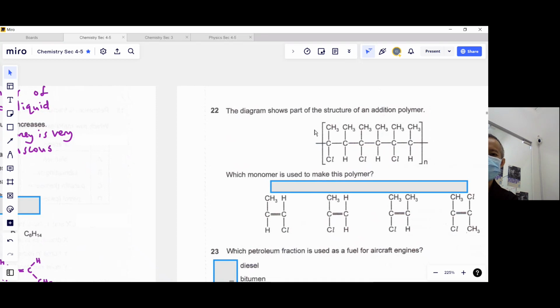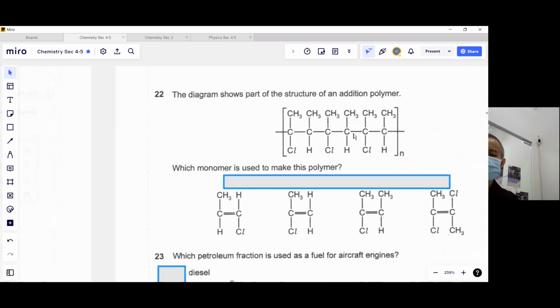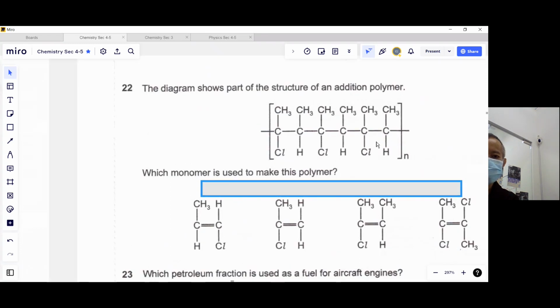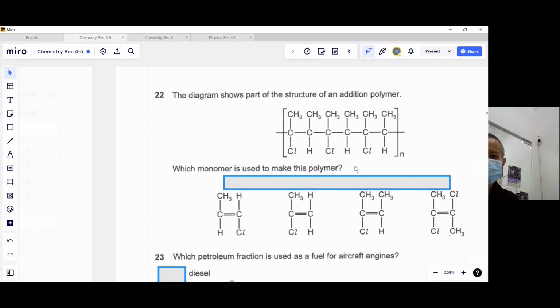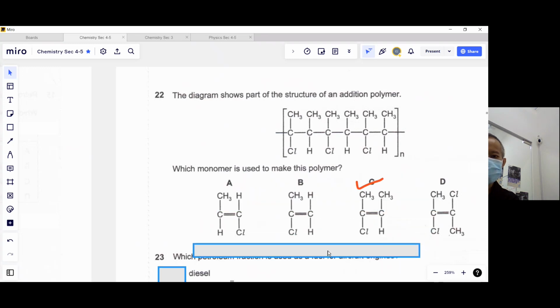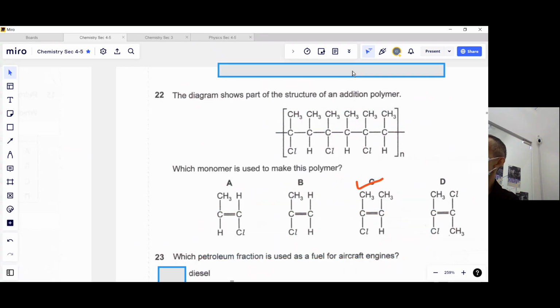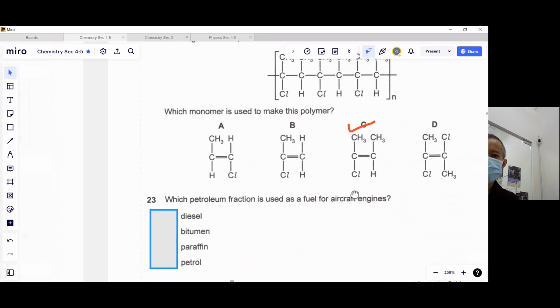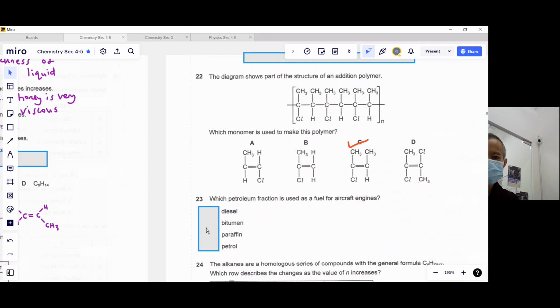All right, 22. 22, Charlotte? Yep, make sure you get it right. 23. Hannah. Good. Maybe you just want to highlight the word paraffin. It doesn't come all the time, but paraffin is basically your kerosene.